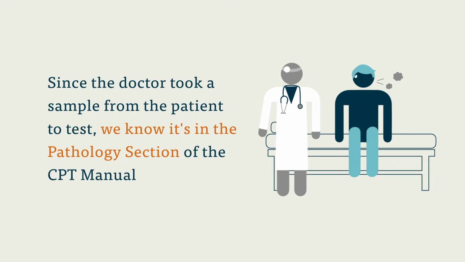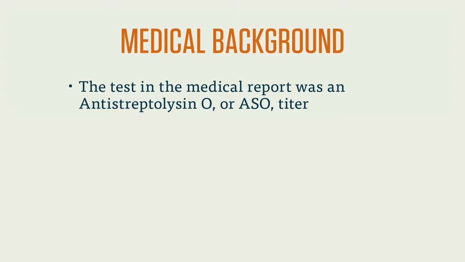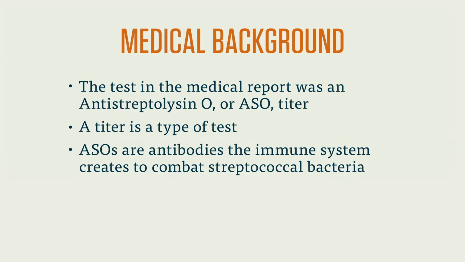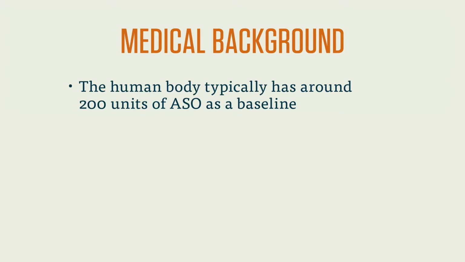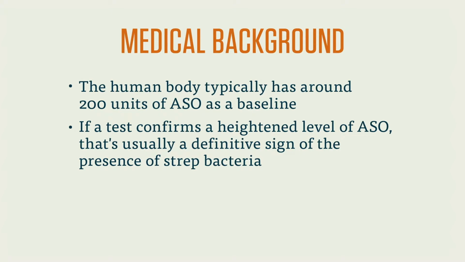Since the doctor took a sample from the patient to test, we know it's in the pathology section of the CPT manual. A little medical background here. The test in the medical report was an anti-streptolysin O, or ASO, titer. A titer is a type of test. ASOs are antibodies the immune system creates to combat streptococcal bacteria. The human body typically has around 200 units of ASO as a baseline. If a test confirms a heightened level of ASO, that's usually a definitive sign of the presence of strep bacteria.